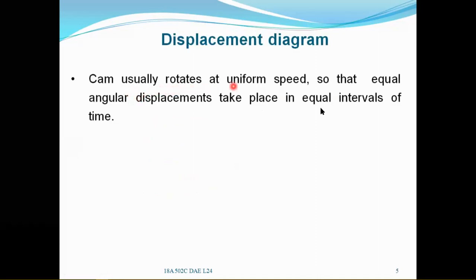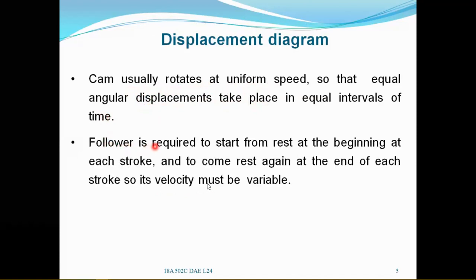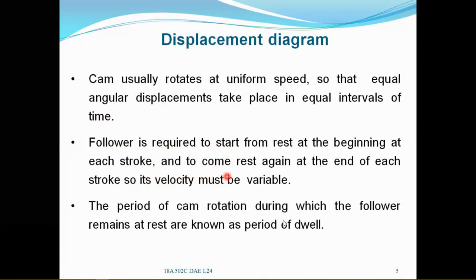The cam usually rotates at uniform speed so that equal displacements take place in equal intervals of time. The follower is required to start from rest at the beginning of each stroke and to come to rest again at the end of each stroke, so its velocity must be variable. The period of cam rotation during which the follower remains at rest is known as the period of dwell or dwell period.